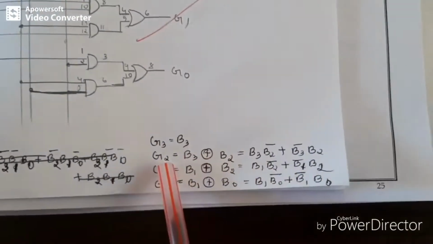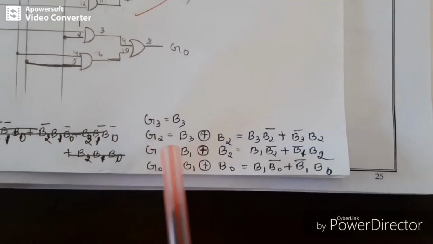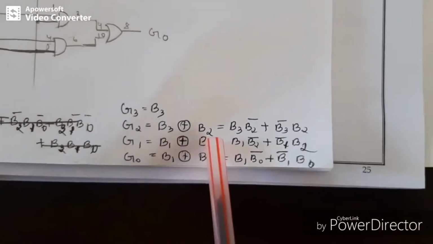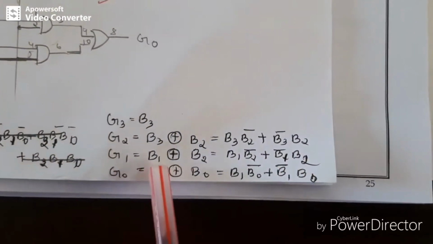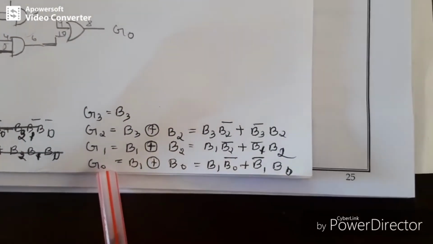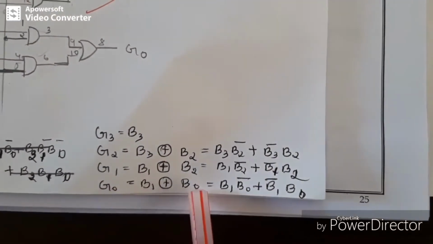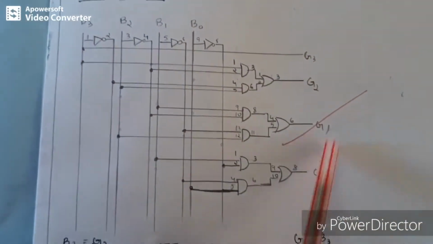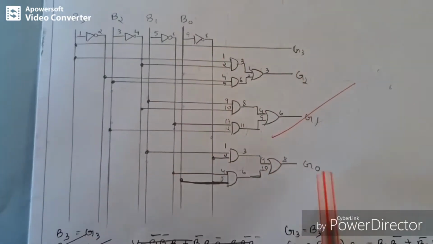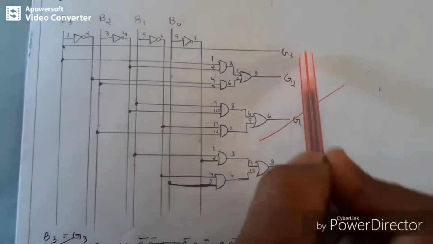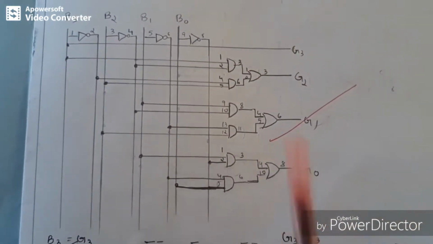So finally, my dear students, G3 is equal to B3. When you solve G2 using the K-map, it is the exclusive OR of B3 and B2. G1 is the exclusive OR of B1 and B2, and G0 is the exclusive OR of B1 and B0. When you implement this, this is the circuit diagram, with outputs G0, G1, G2, G3, where G3 is the MSB and G0 is the LSB.